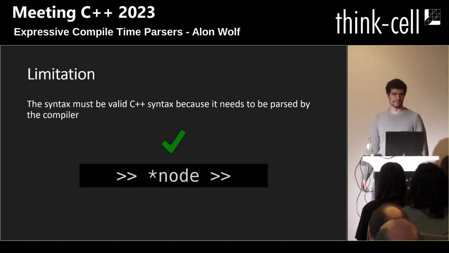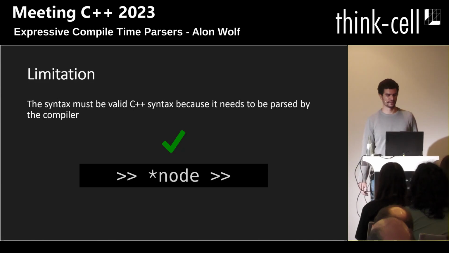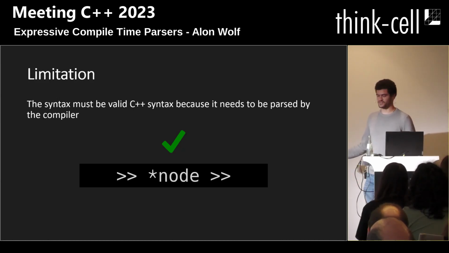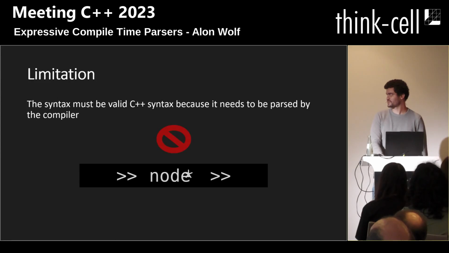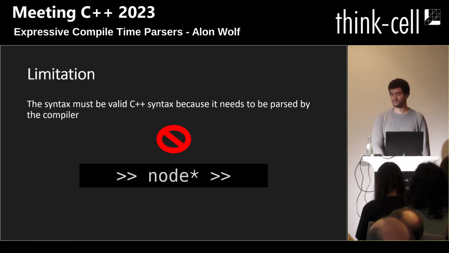But there are still limitations. The syntax must be valid C++ because it needs to be parsed and compiled by the C++ compiler. So if we take a look at a small part of code from the previous slide, the syntax for list of node is star followed by node. Let's assume we want a different syntax for our DSL. What if we wanted to write node star instead? Well, in this case, we will get a compilation error because in C++, the unary star operator must be on the left side of the expression.